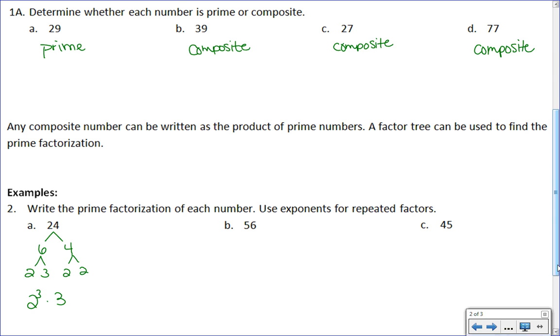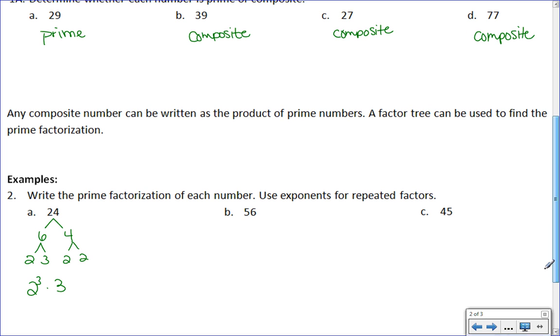So that does come out correctly. Alright, let's do the same thing with 56. Two numbers that multiply to give us 56 are 7 and 8. 7 is prime, so we'll leave this alone. There's nothing else that can be factored with this. 8 factors into 2 times 4, and 4 is 2 times 2. And now we have all prime numbers, 7, 2, 2, and 2. We have 3 factors of 2, so that's 2 to the third, and then a single factor of 7.